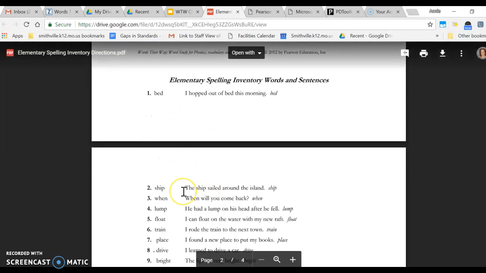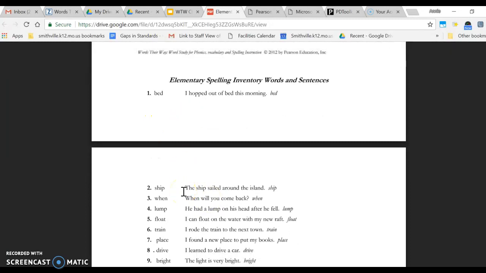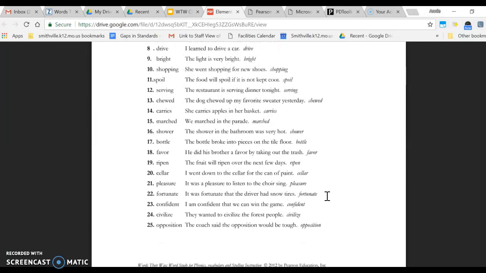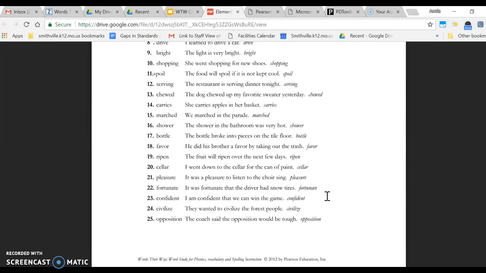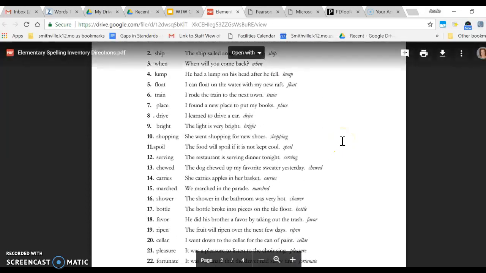So do the first word, then go to the second word, do the same thing. Say it twice, use it in a sentence. They write it down on their paper. And they're just going to do this on regular notebook paper. They just number from 1 to 25. Again, just like they would do for a traditional spelling test.